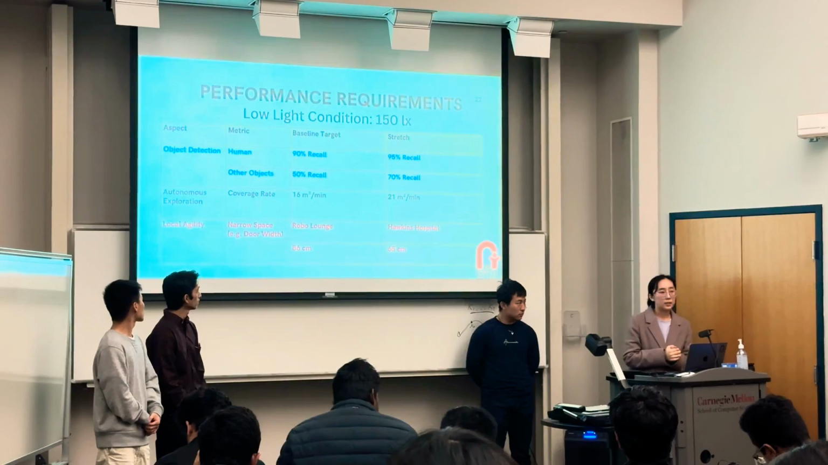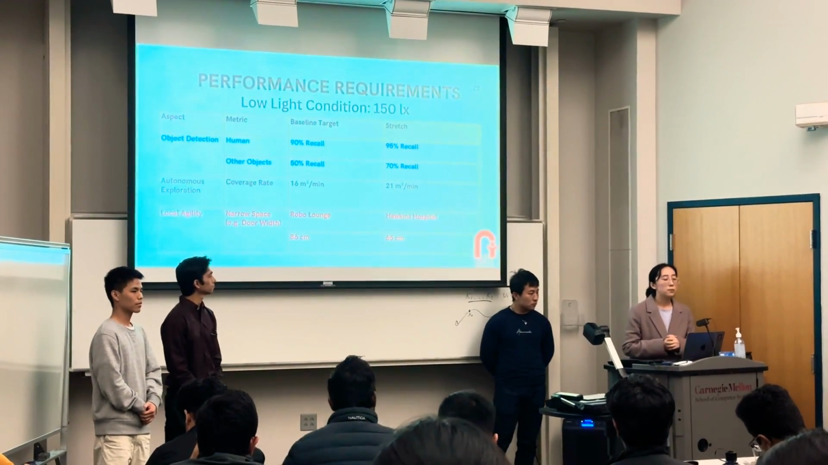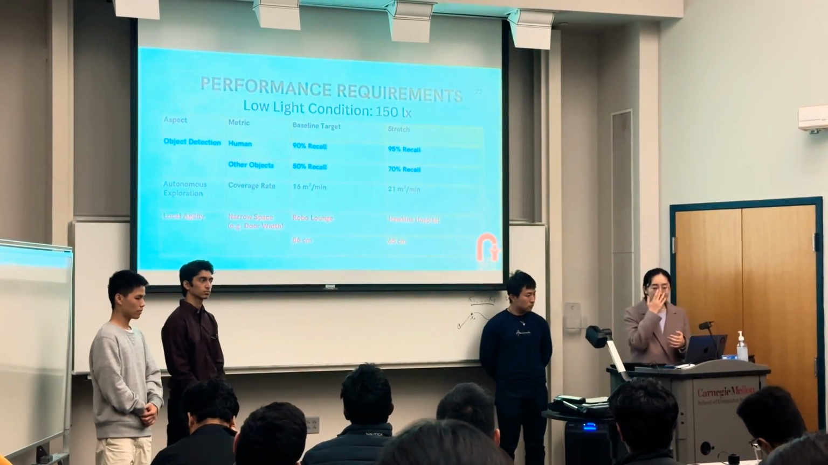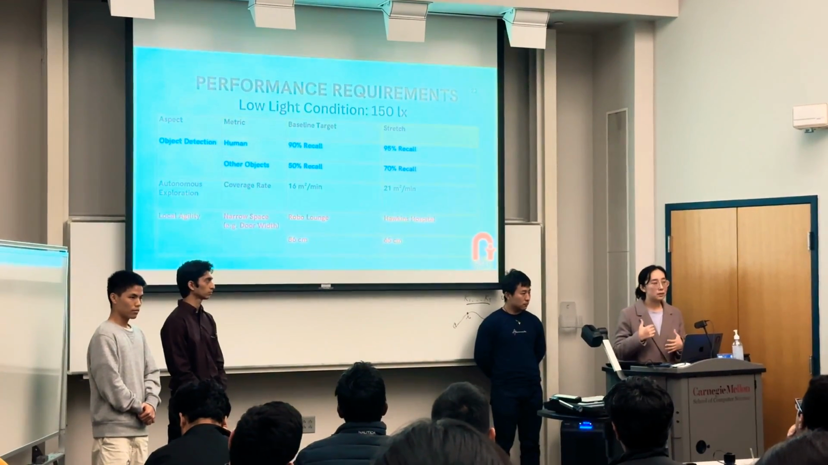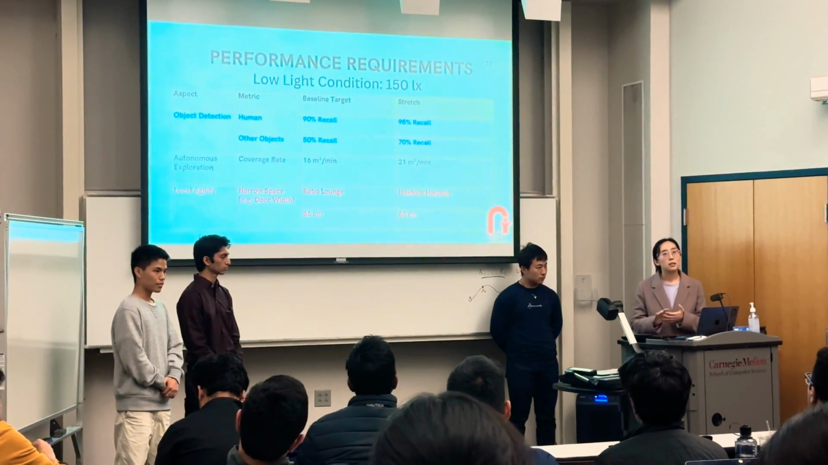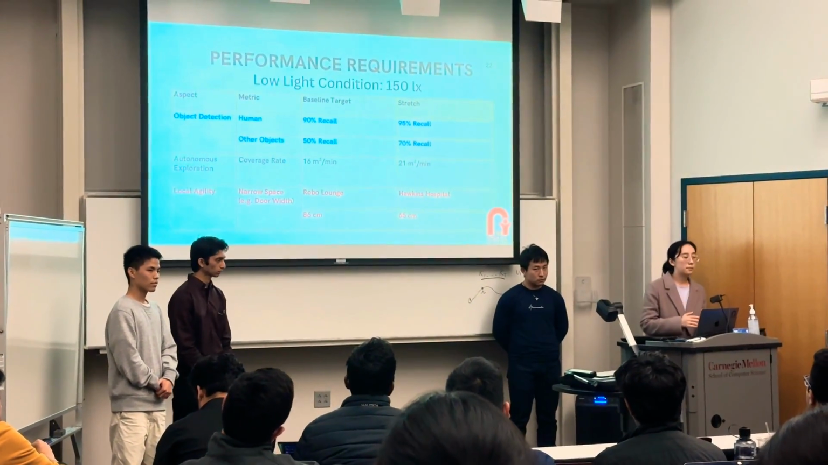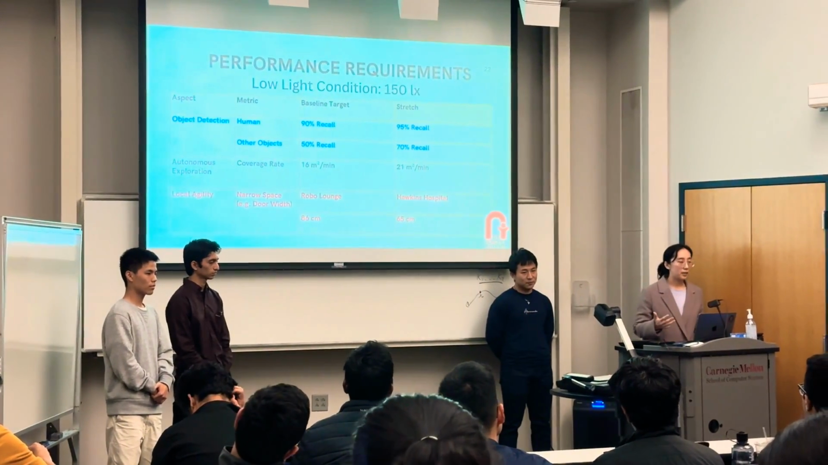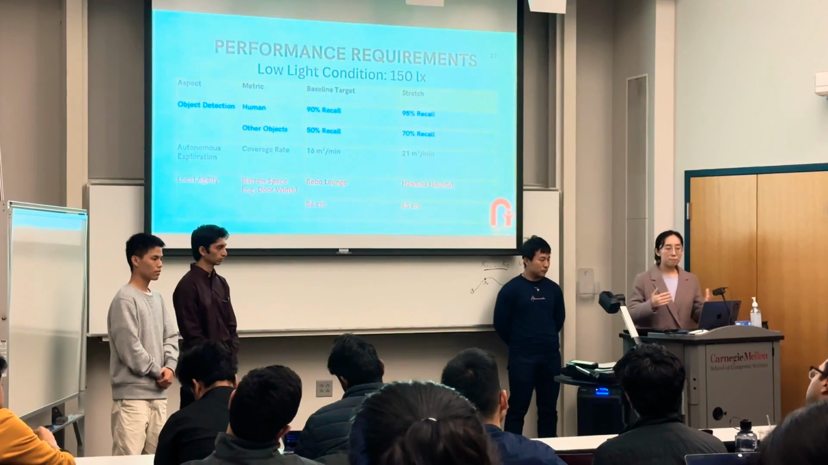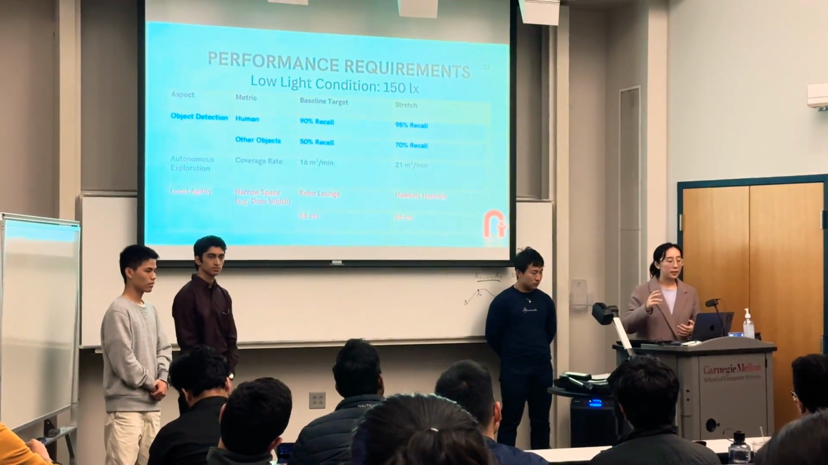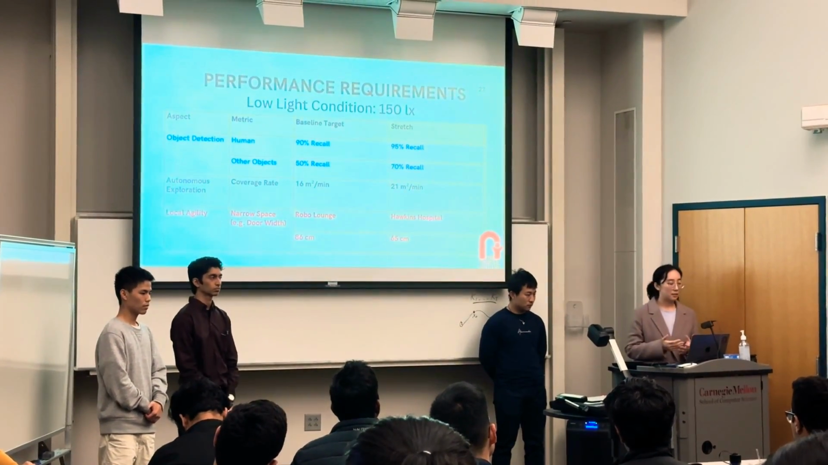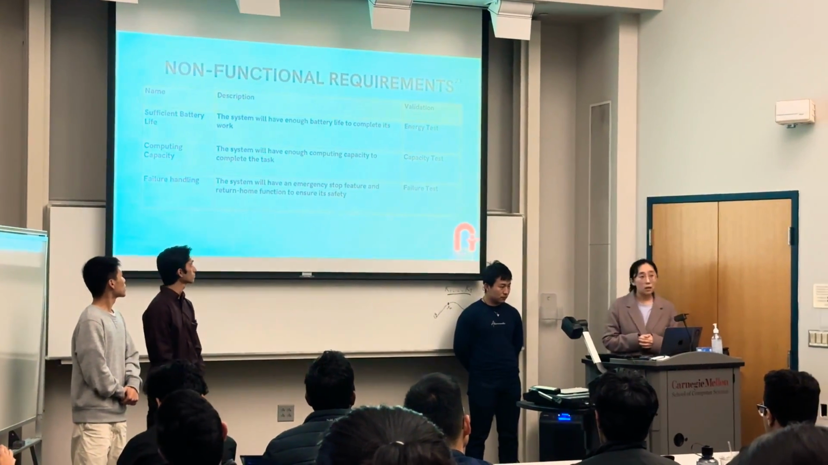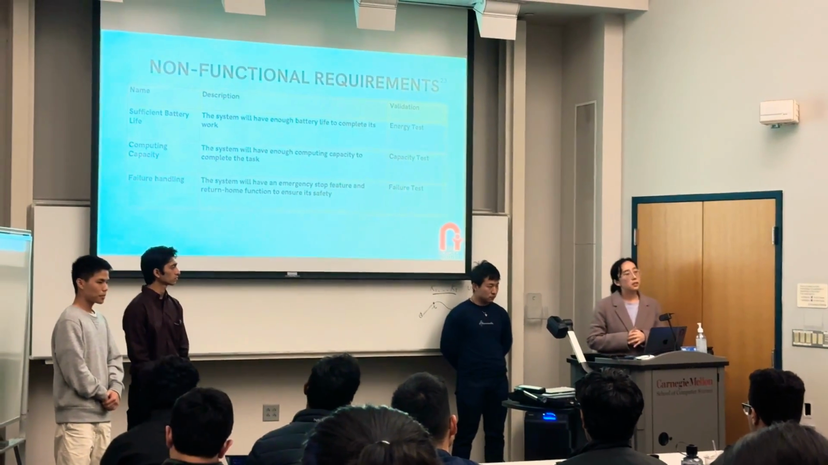All of our three aspects are under low light condition, which is like 150 lux. And we have this fixed luminosity because all of the three aspects would be affected by light condition in a nonlinear way. So if our project goes well, we would probably aim for a higher goal, for example, 100 lux. All right, so that's our performance requirements.